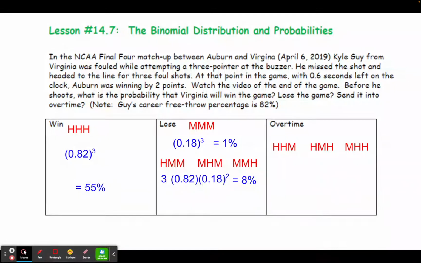So the total probability that they lose the game is going to be 9%, because we had 1% up above and then the 8% that we just calculated.